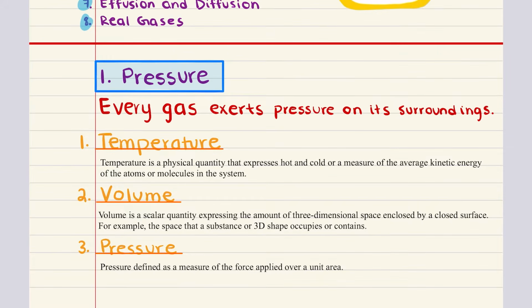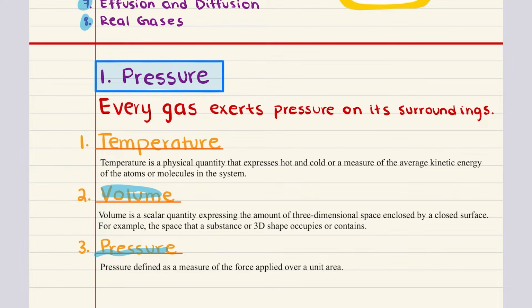Let's define some important concepts. Now, the first objective is really focused on pressure, but I still want to define temperature and volume here. Temperature is defined as a physical quantity that expresses how hot or cold something is. In other words, it's a measure of the average kinetic energy of atoms or molecules in the system. Volume is defined as a scalar quantity that expresses the amount of 3D space enclosed by a closed surface. And pressure is defined as force per unit area.